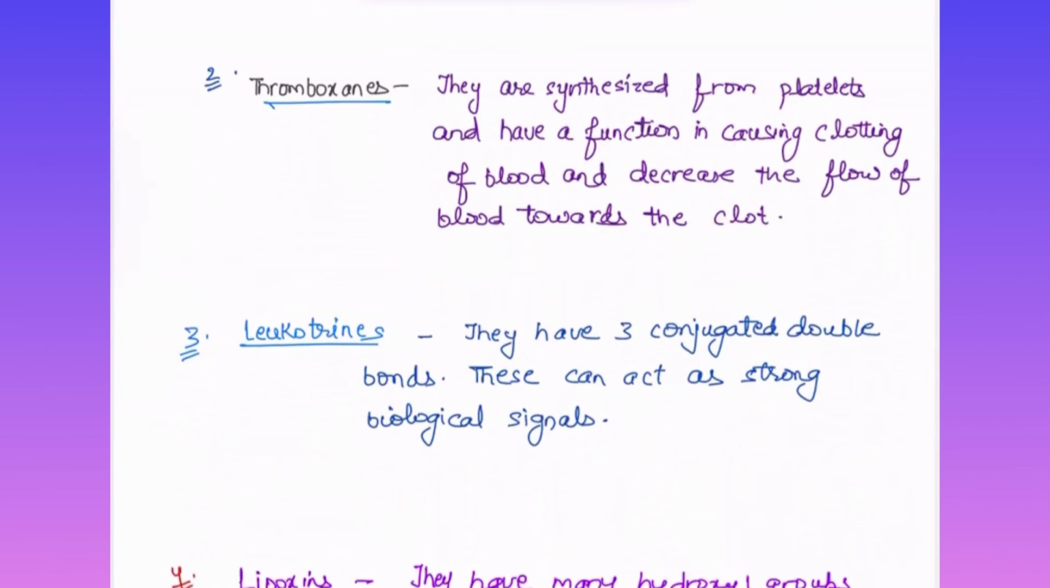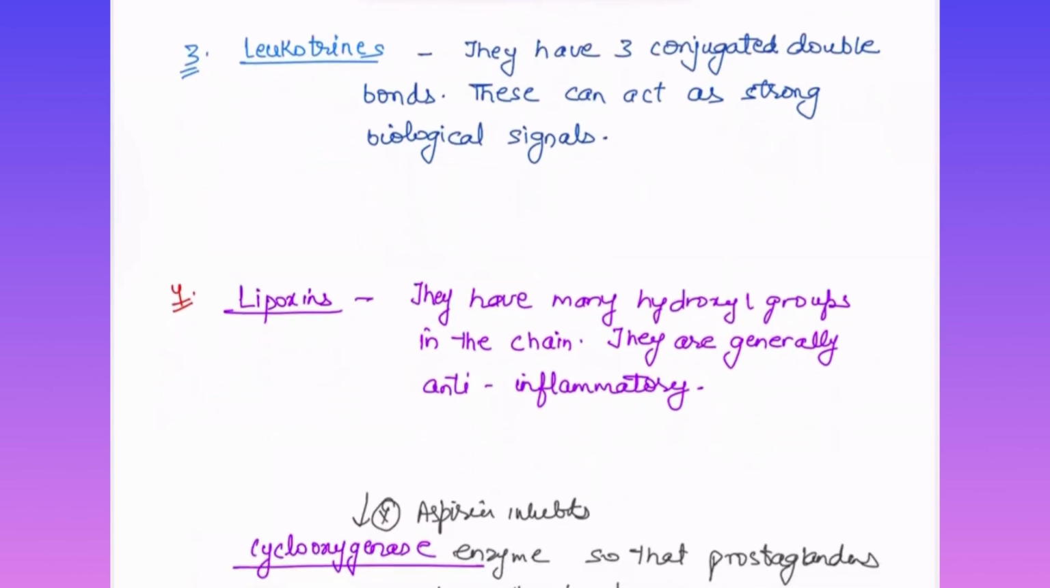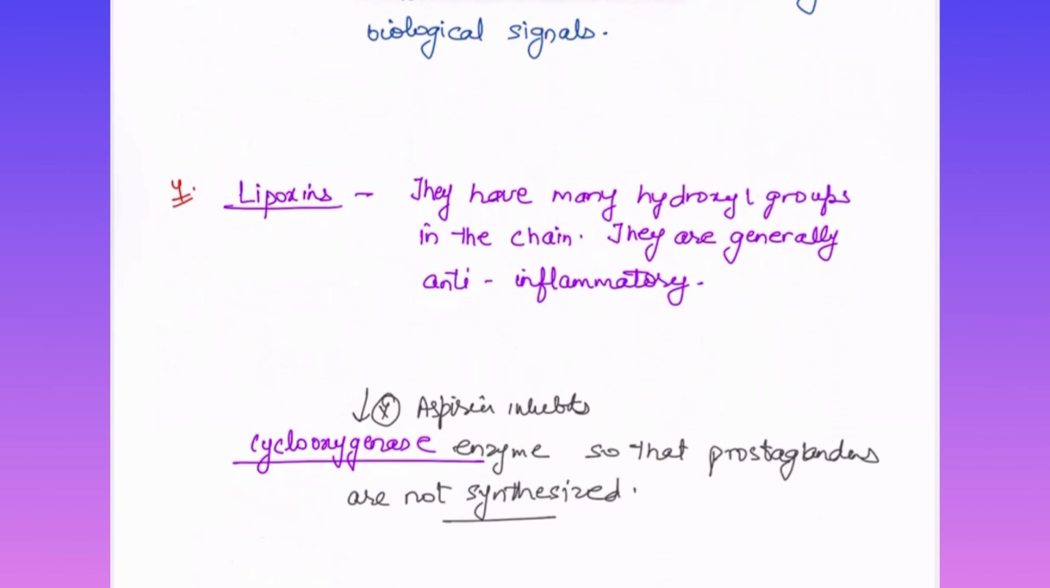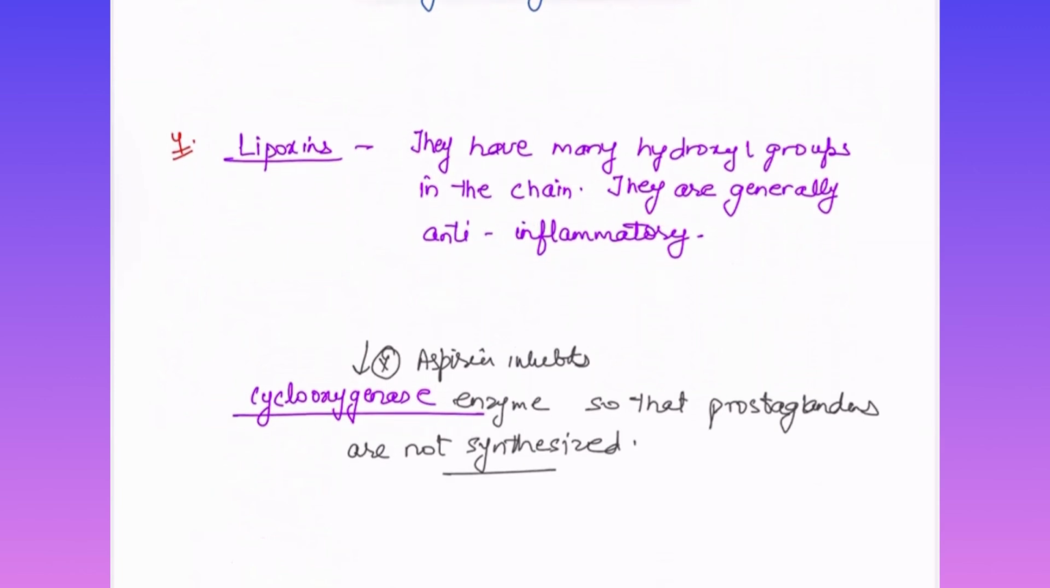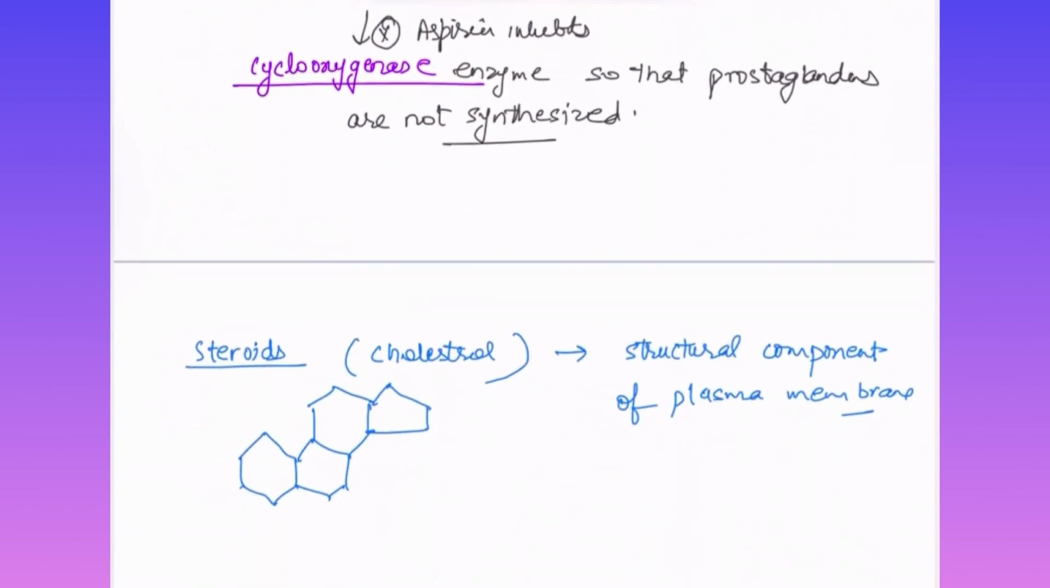Third, we have leukotrienes. They have three conjugated double bonds, and these act as strong biological signals. Fourth, we have lipoxins. They have many hydroxyl groups in the chain, and they are generally anti-inflammatory. This is the example I was talking about. Prostaglandins are inhibited by aspirin, one of the painkillers, and the cyclooxygenase enzyme, which is responsible for synthesis of prostaglandin, is inhibited, so that prostaglandins are not synthesized and you don't feel pain.